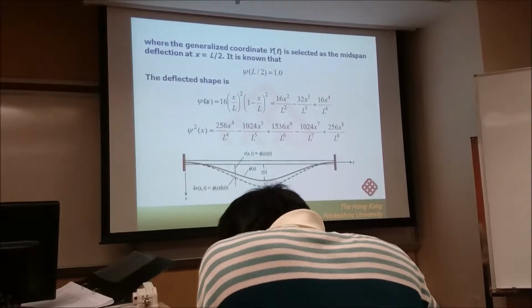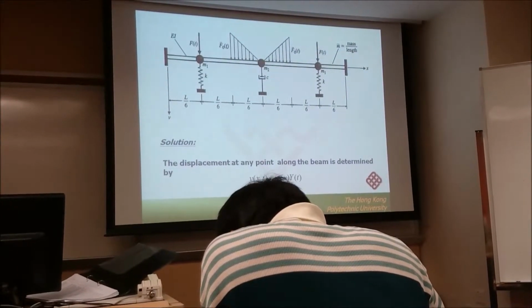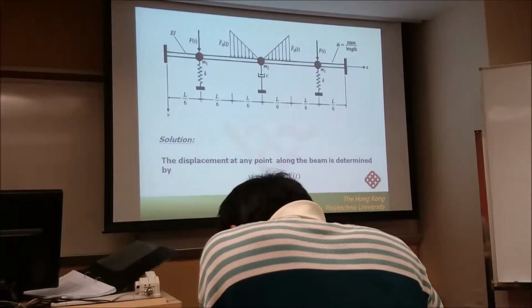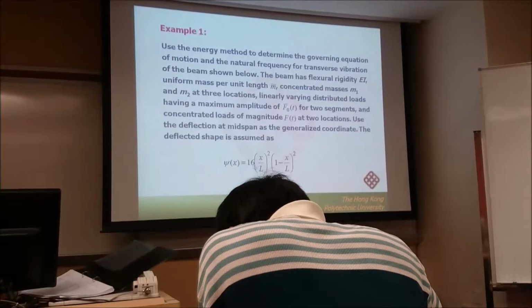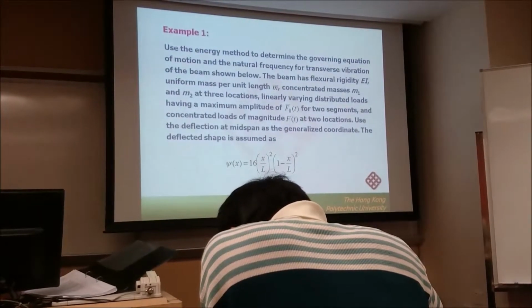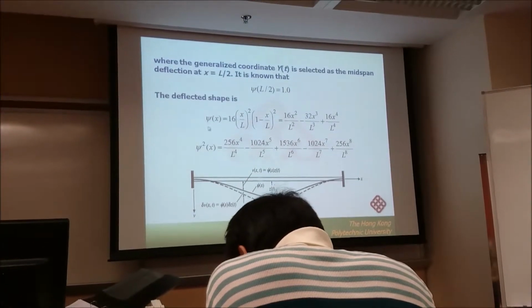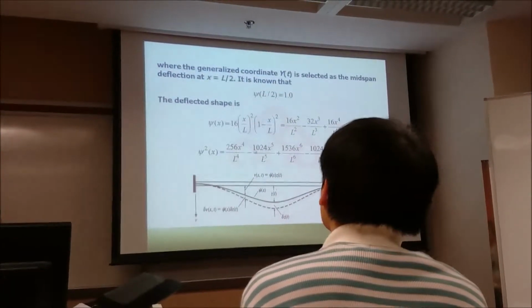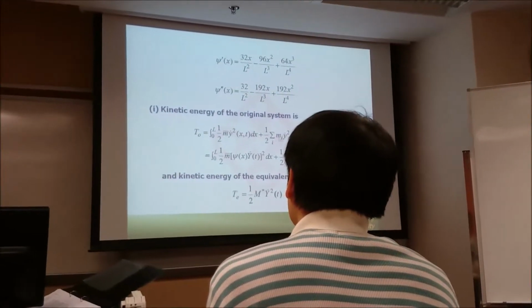But in the midterm test or final examination, I will assume the phi function is very simple. It's just a linear or power function, not a complicated function like this one. So don't worry about the calculation of the second derivative and the square of the function, something like this. And then we can calculate the kinetic energy.